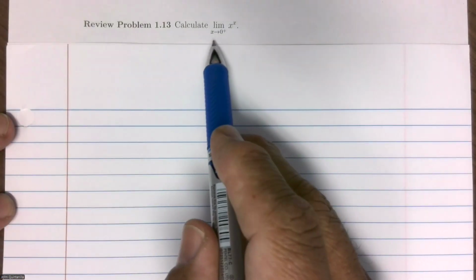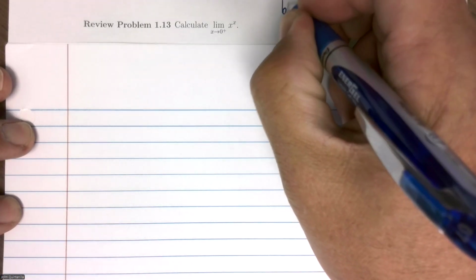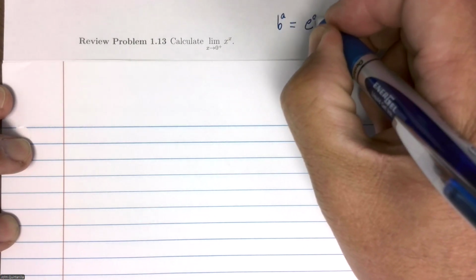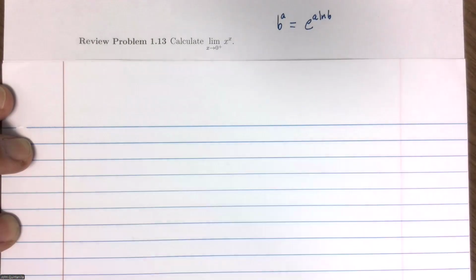Okay, for this video, we're going to look at the limit as x approaches 0 from above of x to the x. The key idea behind this problem is that we will use the idea that b to the a is equal to e to the a times the natural log of b.